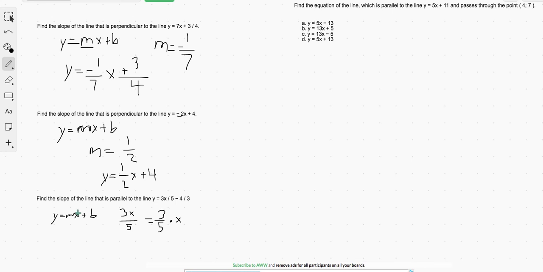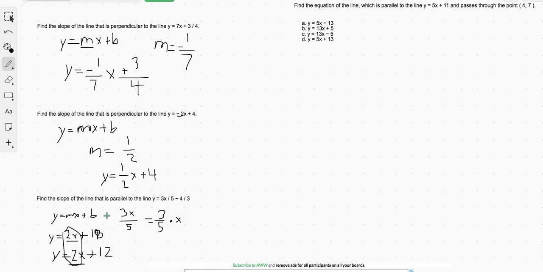So find the slope of the line that is parallel. When it's parallel, that means the slope is the same. So say I had 2 equations, y equals 2x plus 18, and y equals 2x plus 12. You see how these two are the same? 2x and 2x, they're both the same, even if it's plus 12 over here. So that means that they are parallel.